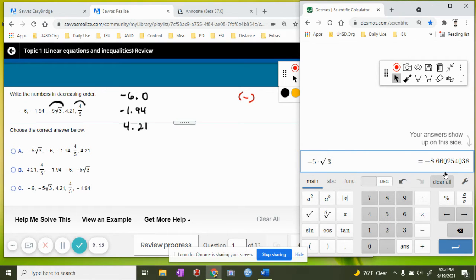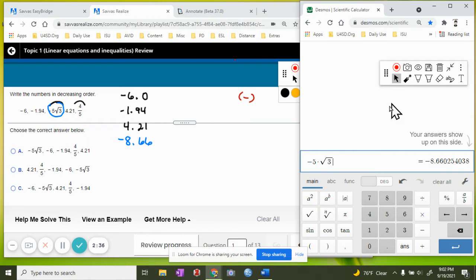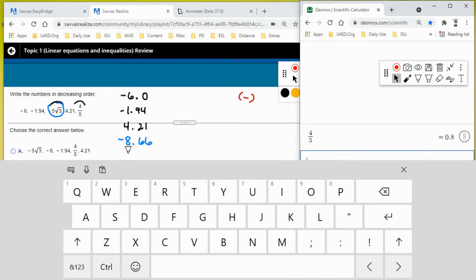So -5 times the square root of 3 gives me -8.660. That 0 tells me to keep the 6 the way it is, so I'm going to write down -8.66. So this one becomes -8.66. And now 4/5, I'm going to clear this out and do the numerator divided by the denominator. And that gives me 0.8.